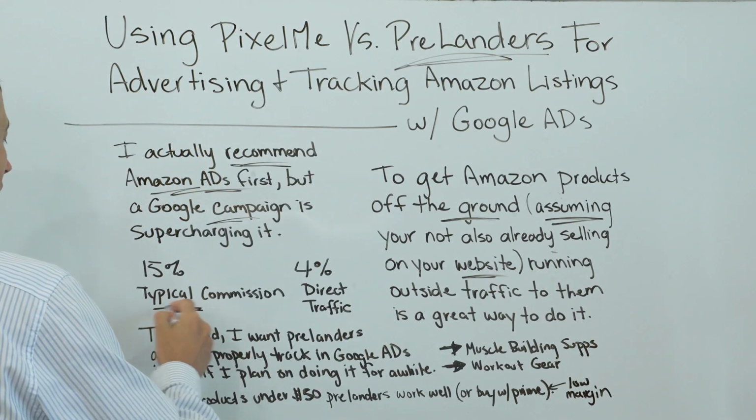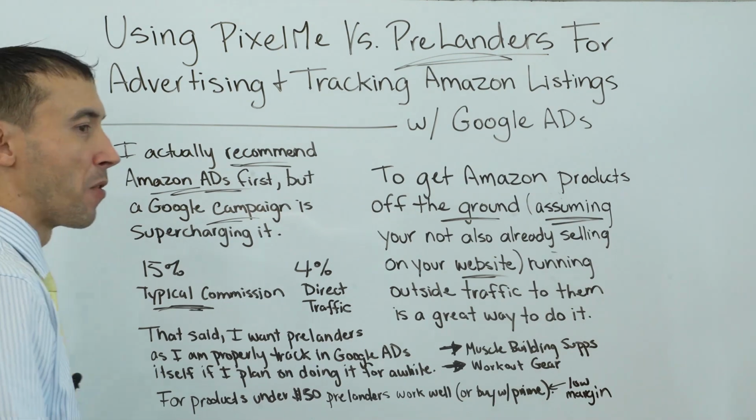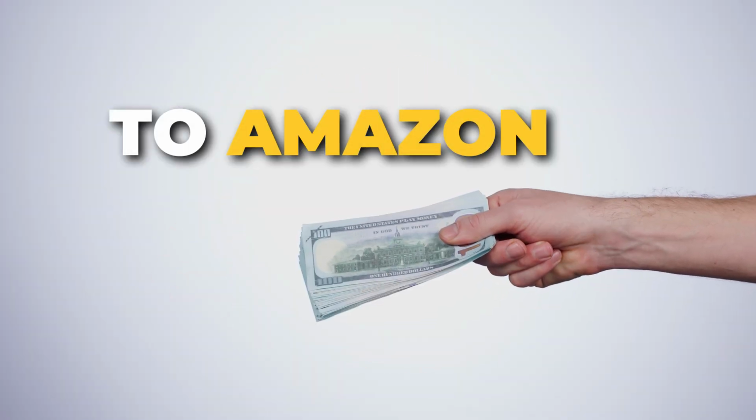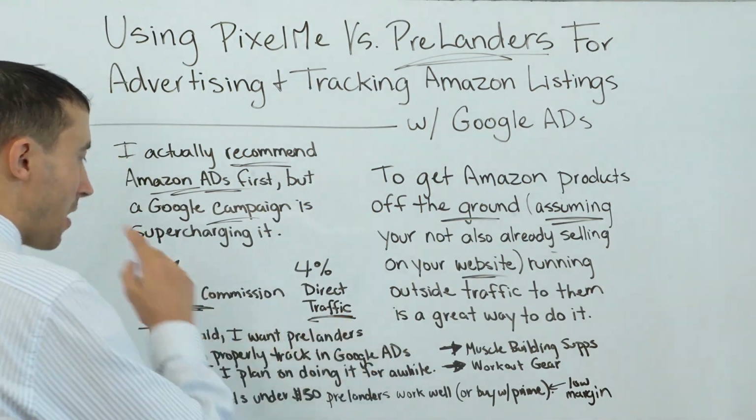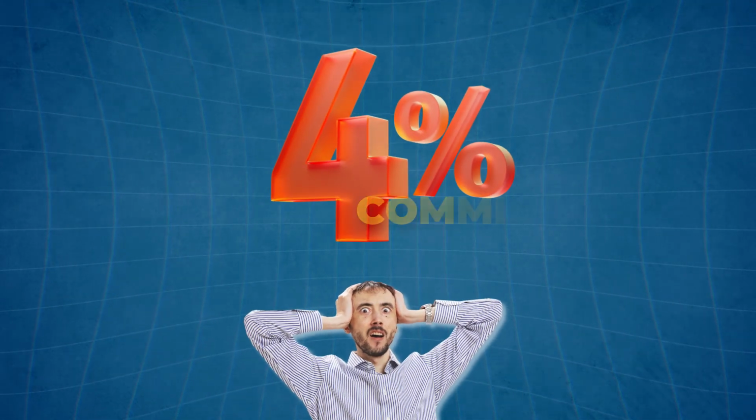Something else to consider here: if you drive traffic from an Amazon ad to your listing, you're going to be paying 15% commissions to Amazon, depending on your category. But if you send outside Google traffic to your listing, they'll only charge you 4% commission. Why?